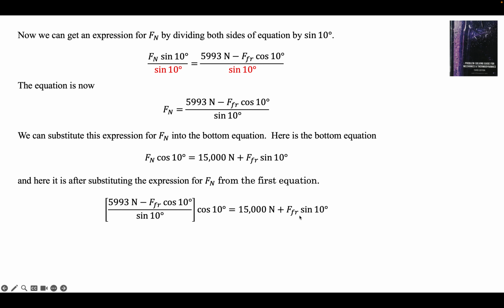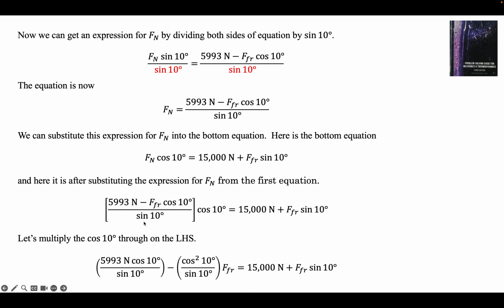We have to do a lot of algebra to isolate the F sub r. So the first step is to distribute that cosine 10 degrees. The first term is 5,993 newtons times cosine 10 degrees divided by sine 10 degrees. The second term on the left-hand side is minus the frictional force, cosine 10 degrees divided by sine 10 degrees. And here it is, cosine squared 10 degrees divided by sine 10 degrees times F sub r, the frictional force. And the right-hand side is unchanged.